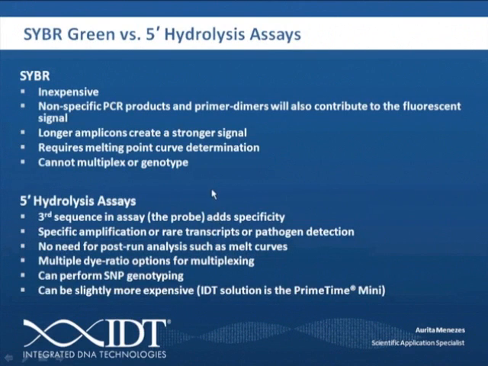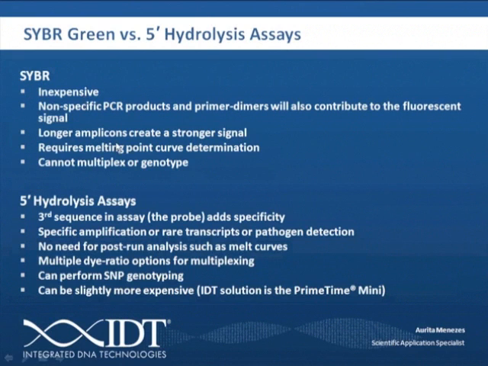In comparing SYBR versus 5' hydrolysis assays, SYBR is inexpensive, so it's a very commonly used dye. However, keep in mind that non-specific PCR products and primer dimers can also contribute to obtaining a fluorescent signal. As a consequence, this use of SYBR also means that you have to do post-analysis melting point determinations to make sure that your signal is only due to a single amplicon and not due to multiple amplicons.